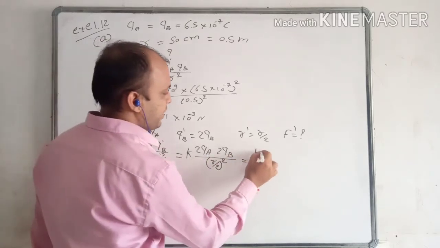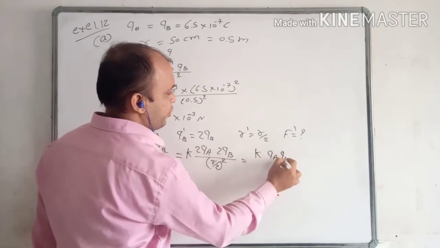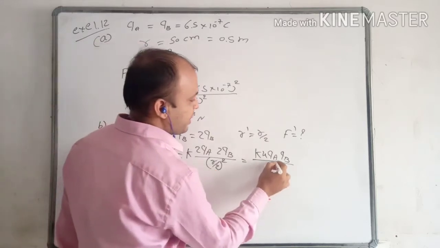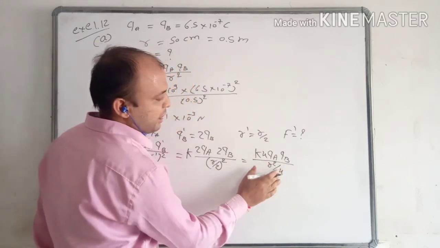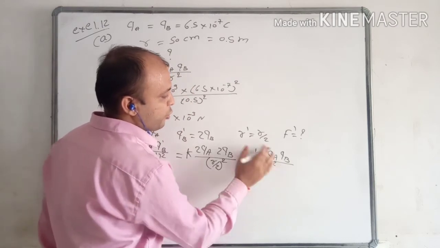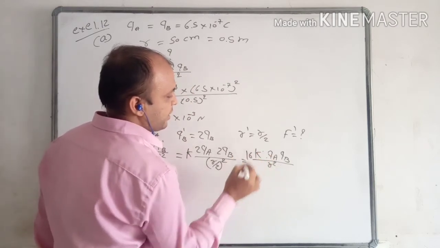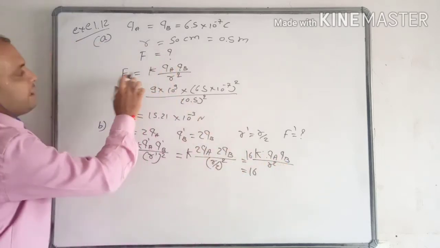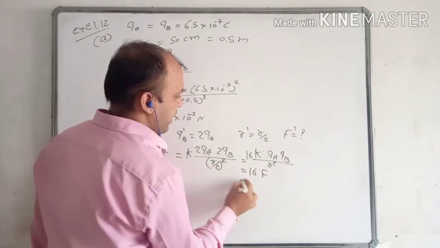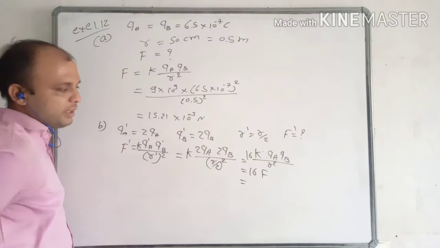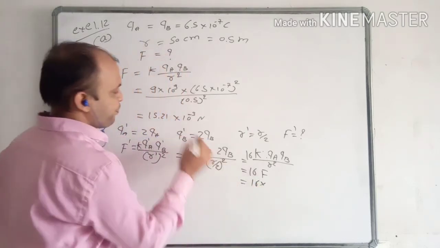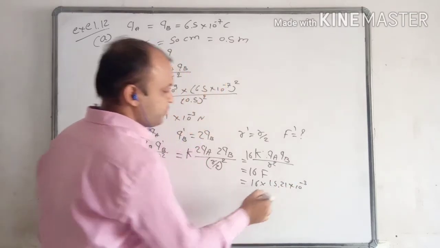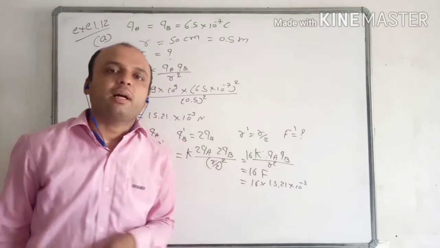So this will become K QA QB, and 2 into 2 is 4. In the denominator we have R square by 4. So this denominator's 4 will come to the numerator, and this will become 16. So that is 16 times K QA QB upon R square, that is F. In F, apply the value which we got in the first case. So 16 into 15.21 into 10 raised to minus 3. Calculate it, and this will give you our answer.